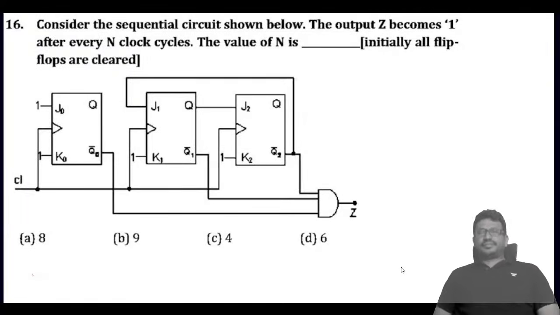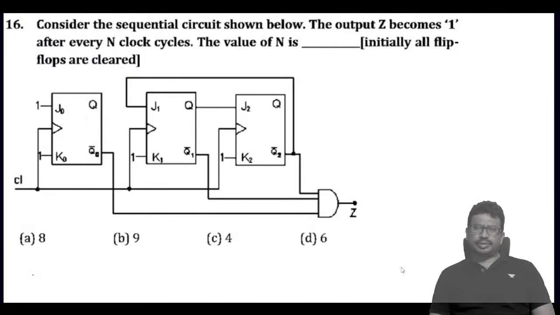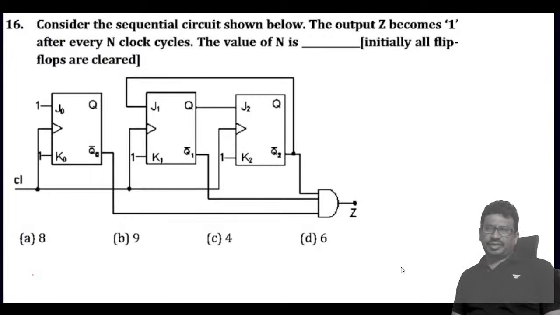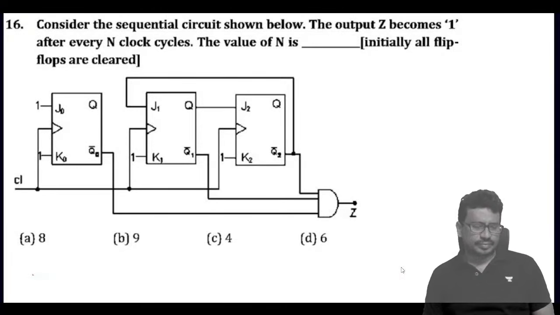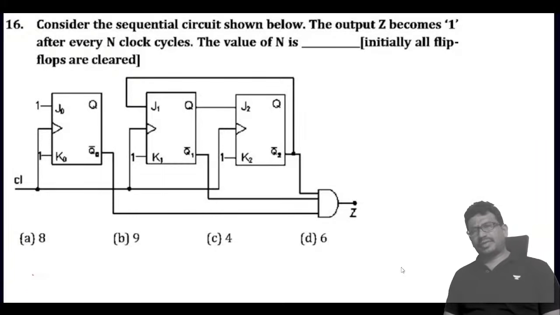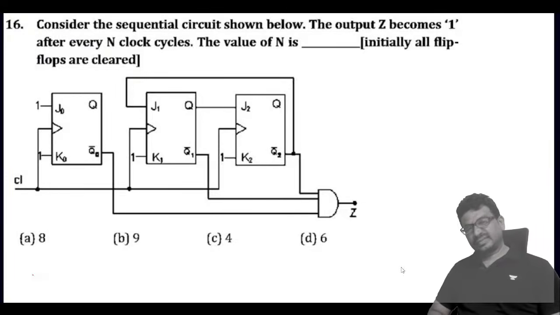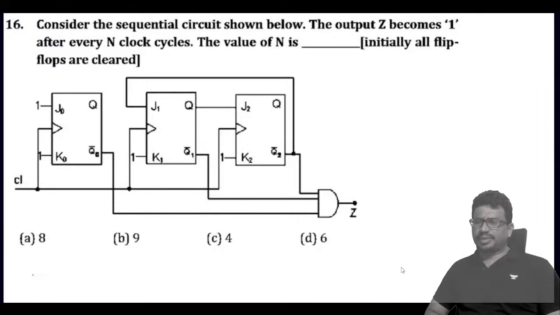Next. Consider the sequential circuit shown below. The output Z becomes 1 after every n clock cycles. The value of n is. That means indirectly they are asking to find what terminal mod number they are asking to find.